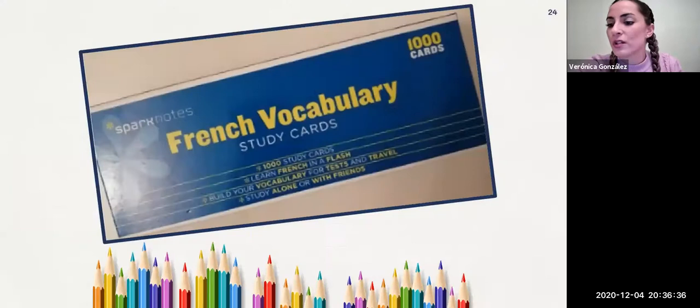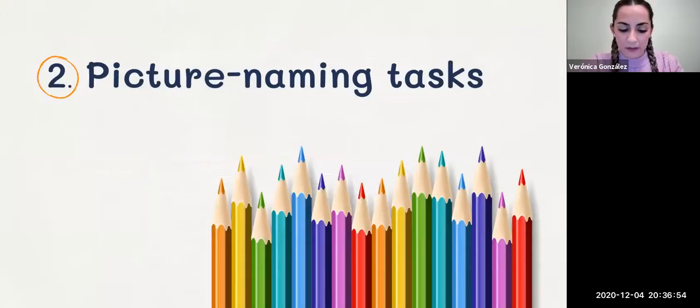And as I suggested in my initial NQT presentation, I got these Spark Notes flashcards where they've got the Spanish at the front, and in this case, it would be the French at the back, and it's 1,000 cards for students to use. Second type of activities would be picture naming tasks.